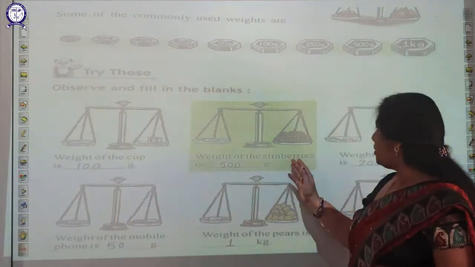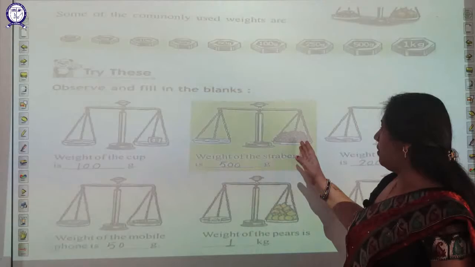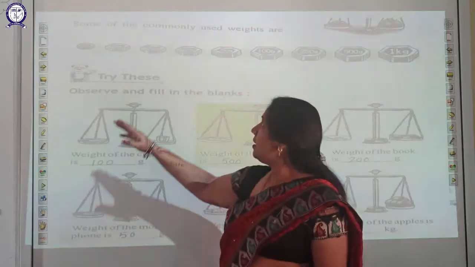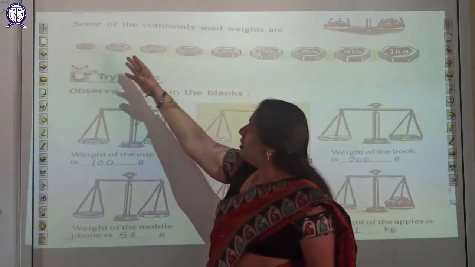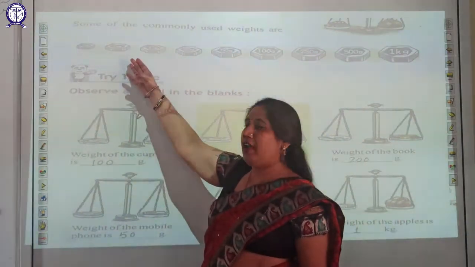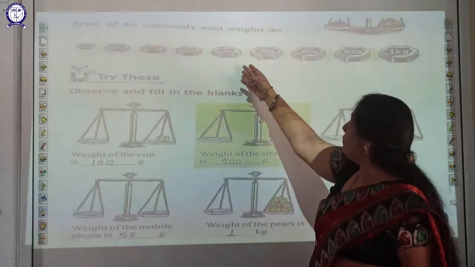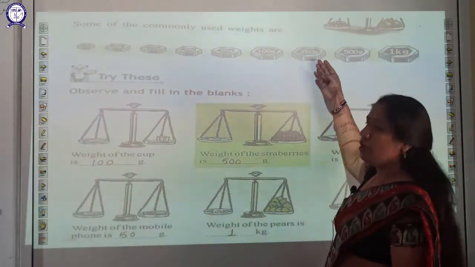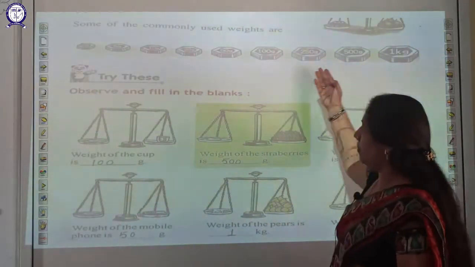Weight of the strawberries, look here, 500. So these are equal to 500 grams. Some of the commonly used weights are 2 gram, 5 gram, 10 gram, 20 gram, 50 gram, 100 gram, 250 gram, 500 gram and 1 kilogram.